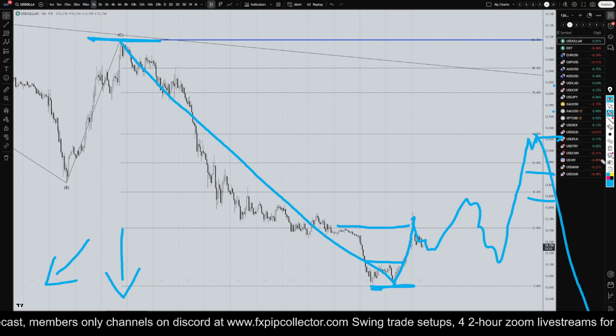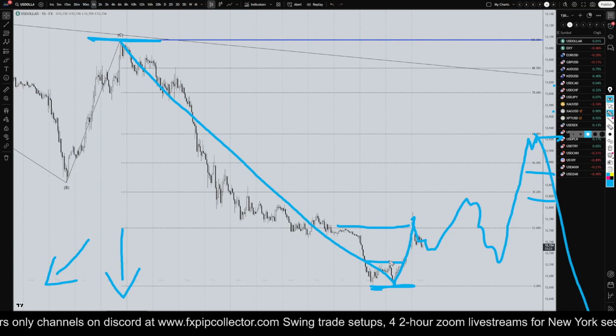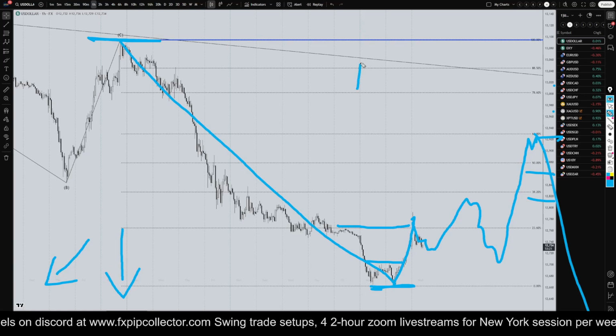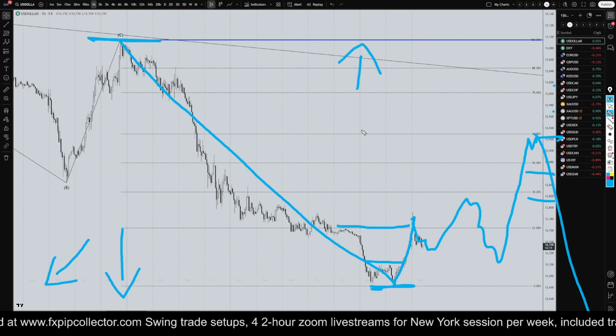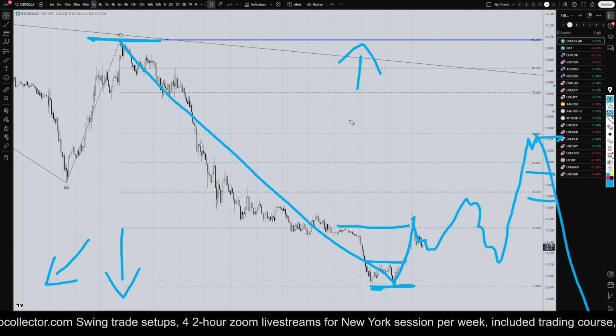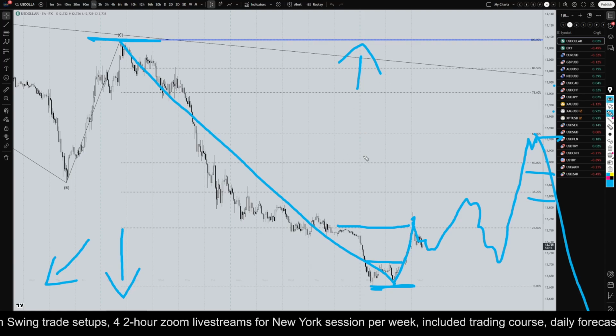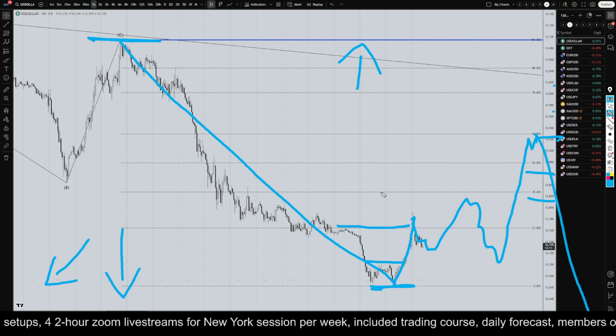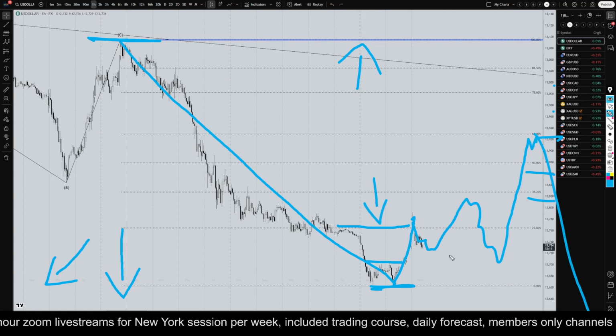But there is definitely a chance now that this trend is over that it just keeps on going up and eventually gives us the daily time frame breaker structure, which would confirm a trend reversal. I don't really think that's going to happen, but like I said, now that we have this breaker structure, I think you could be looking for longs.